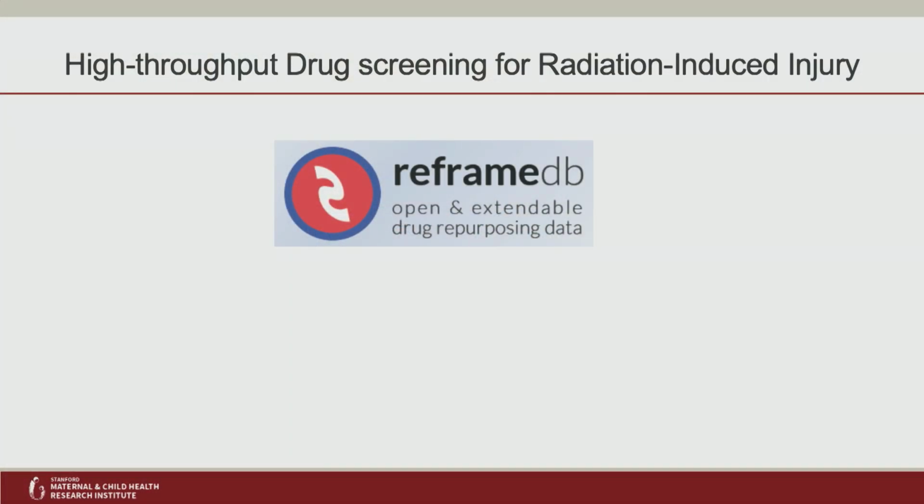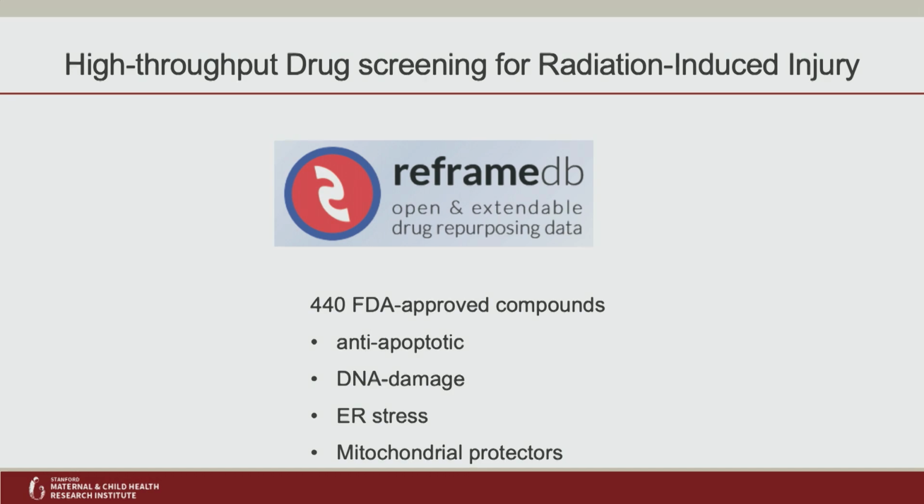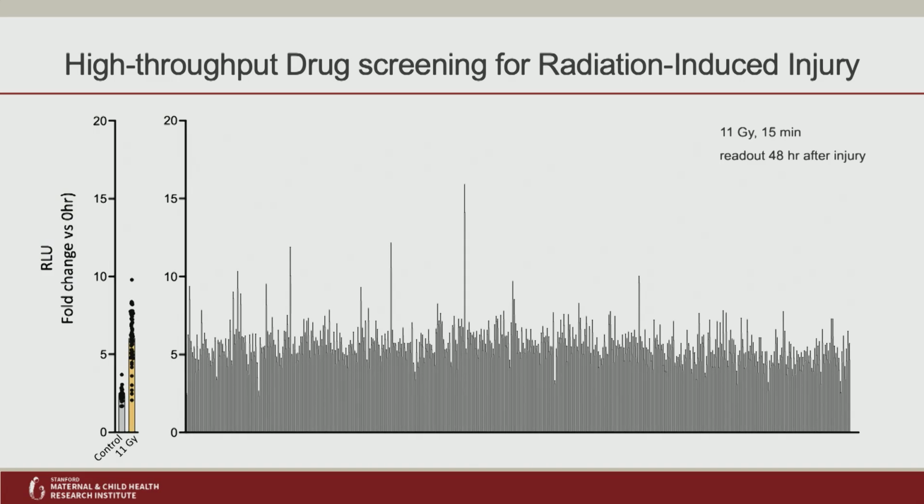For the high throughput screening, we used the ReFRAME library with 1,000 FDA approved compounds. Overall, I tested 440 compounds which have been shown to be anti-apoptotic, protect against DNA damage, modulate ER stress, or protect mitochondria. This is the summary of the screening.